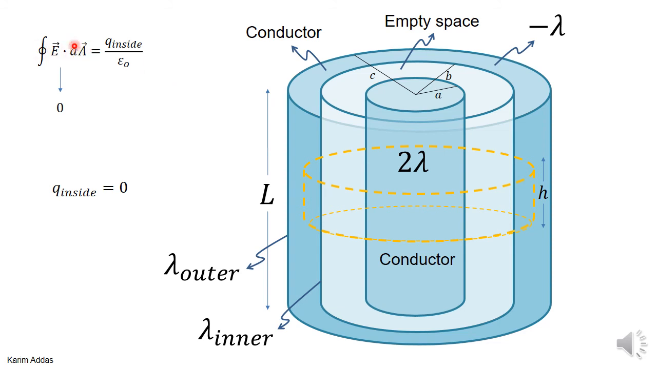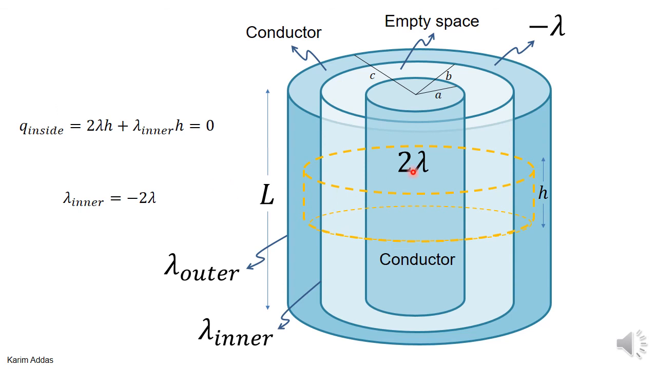So the left-hand side of Gauss's law is zero. That means that the charge inside this dotted cylinder has to be zero. So let's see how much charge there is inside this dotted cylinder. There's charge, obviously, 2 lambda times h for the inner conductor. And then there's charge what? There's charge lambda inner times h for the charge over here, for the inner surface. The outer charge is outside the cylindrical surface, so we don't include it. We only look at the charge inside. So when you put this together, you get lambda inner is minus 2 lambda.